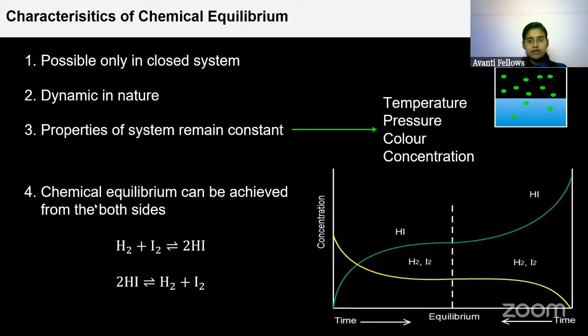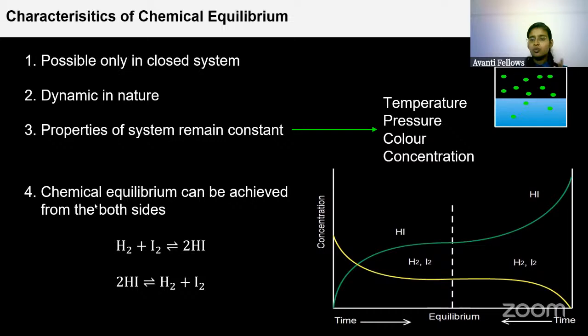Do you have any doubts till this point? From the graphical representation, the introduction, and the characteristics of chemical equilibrium? Is everything clear, students, for all of you? Shall I go ahead with the next topic?